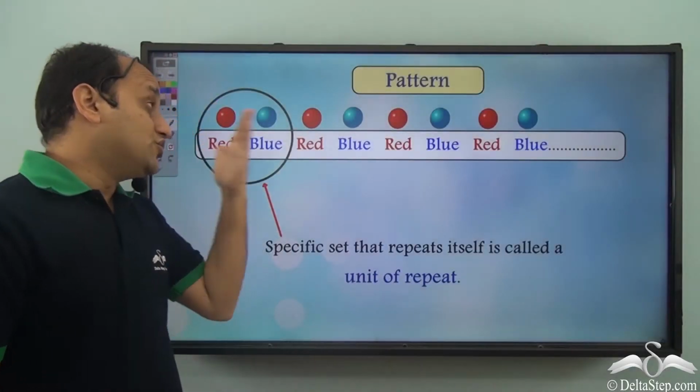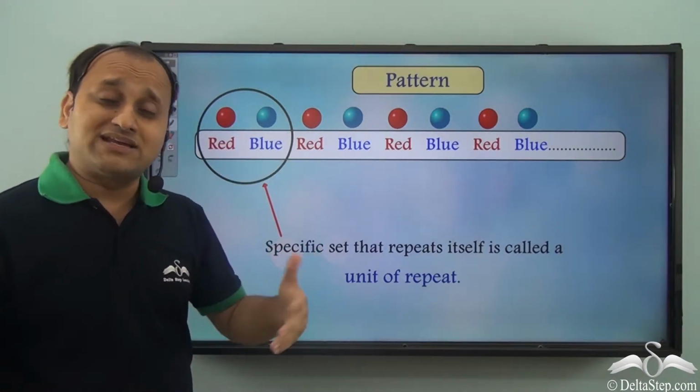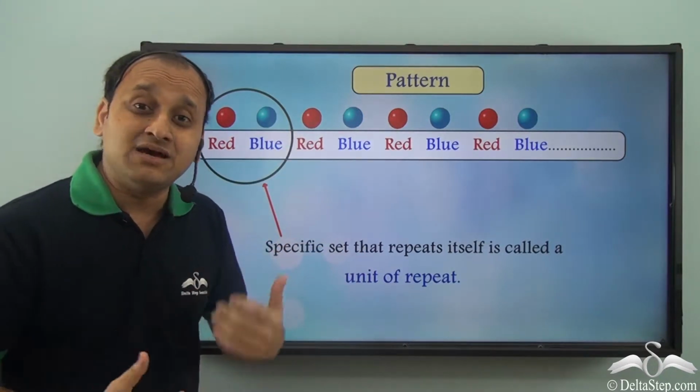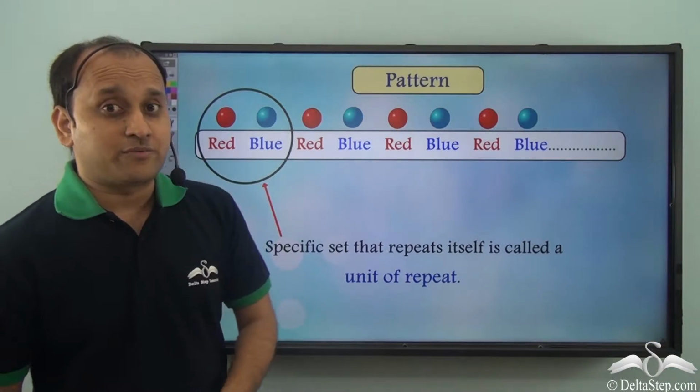But do you know, unit of repeat can be larger than just two objects. So it can be 3, 4 or any number of objects. So let's see some examples of larger unit of repeats.